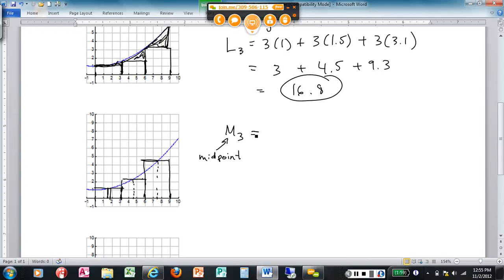Better estimate. So the midpoint M3 estimate would be what? Well, again, they're all 3s, so it's a 3 by 1.2. Your estimate might be a little different. The second one is a 3 by 2.3, I'm going to say. And then the third one is a 3 by, it's right at 4.5 to me. So that's 3.6 and 6.9 and 13.5.